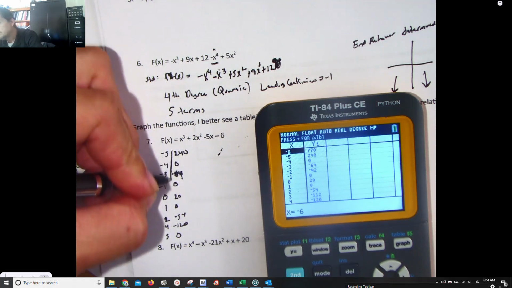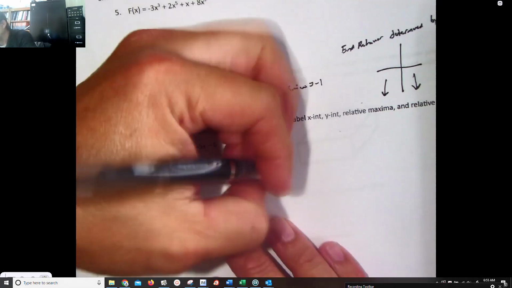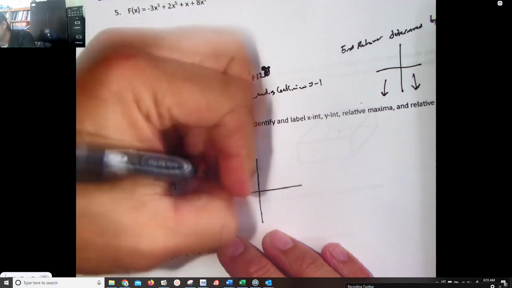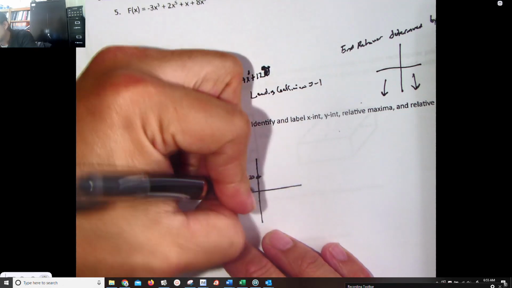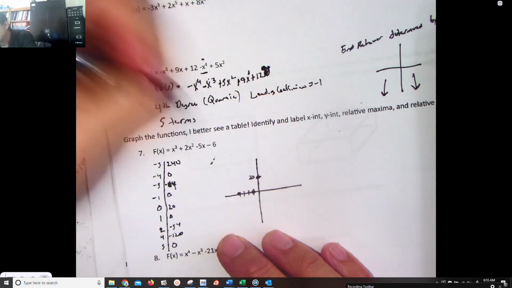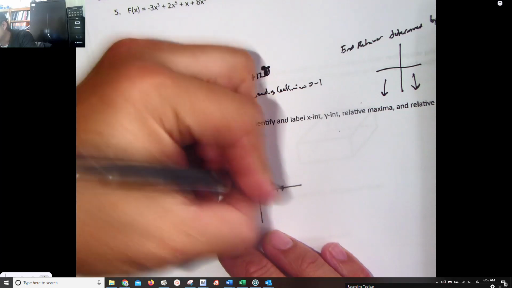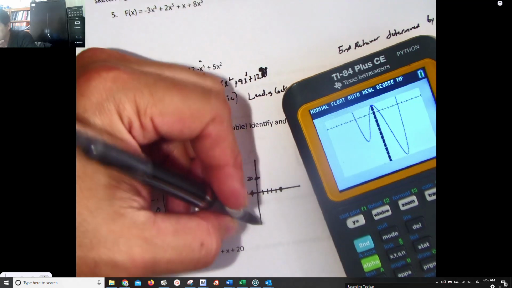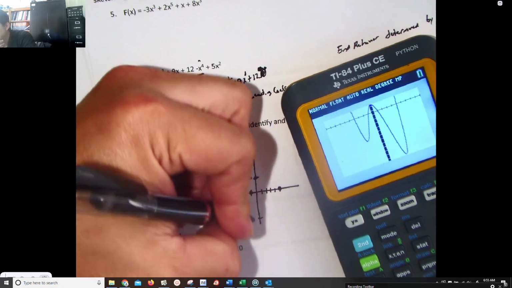Anyways, here's your little table. I'm not too terribly worried about the scale of this thing. The big thing is your y-intercepts are right. You got a y-intercept of 20. You cross the x-axis at negative 4, negative 1, and 5. And you got some negative territory down there, and it's huge. We'll just put like negative 100 down here.